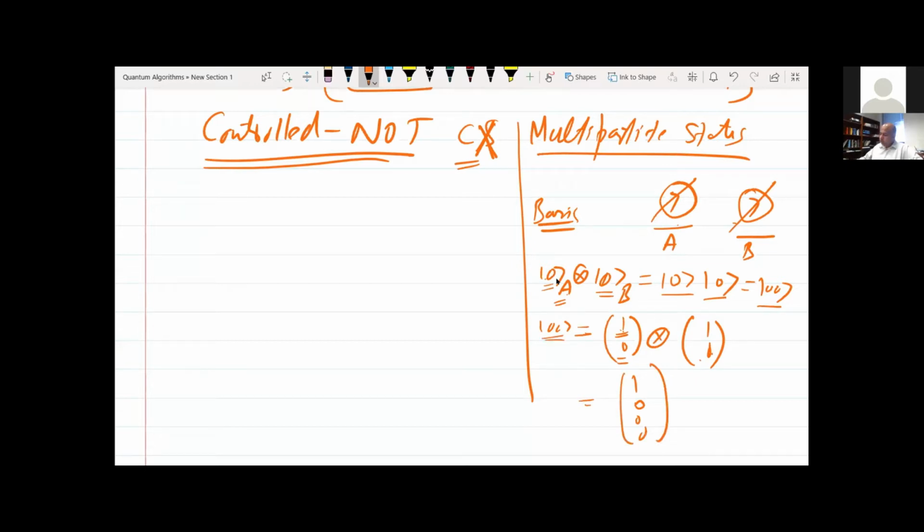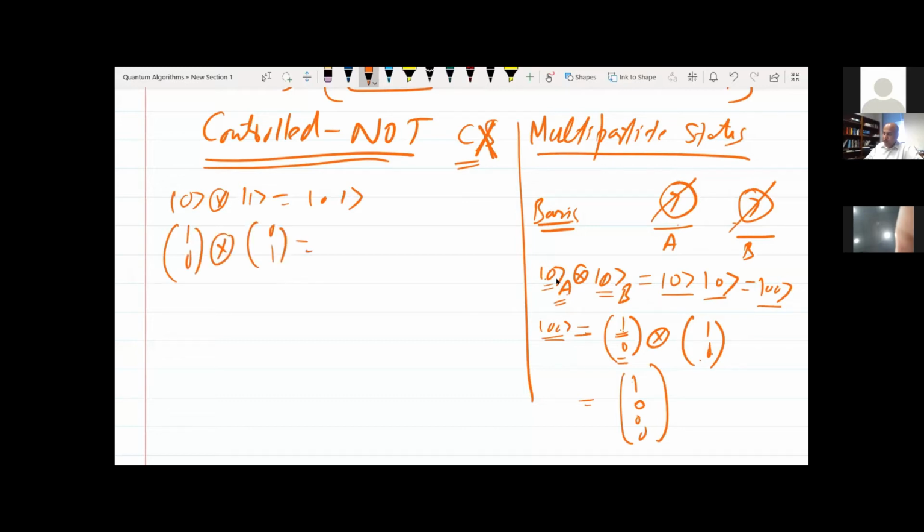So this 0, 0 state is represented by 1, 0, 0, 0. Similarly, this 0, 1 state can be found by the tensor product of 1, 0 with 0, 1. And we can see that 1 multiplied by 0, 1 is 0, 1, and then 0 multiplied with both of them is 0, 0. So this represents 0, 1.